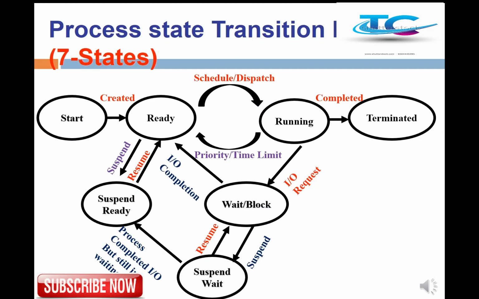This is all about the transitions across states for a process in a computer system. The functionality of the additional states, like suspended ready and suspended wait, must go through the medium term scheduler. It means the medium term scheduler is basically responsible for swapping in and swapping out processes.